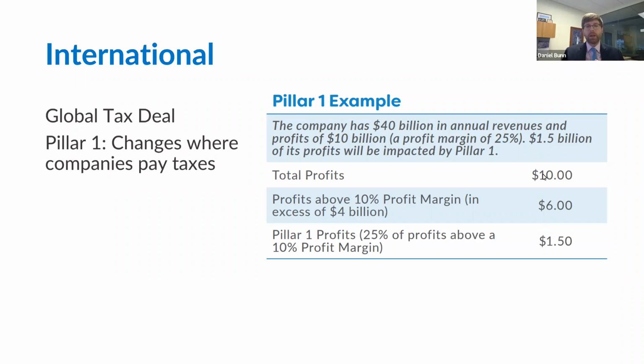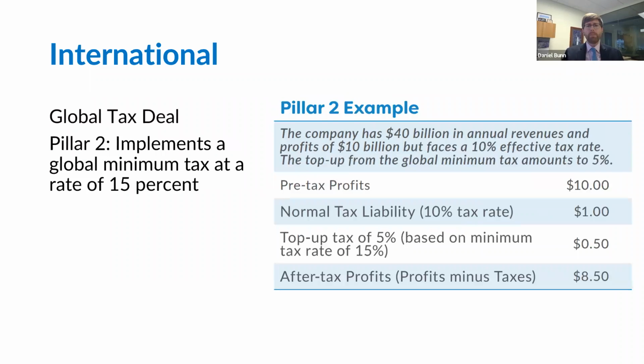The global minimum tax of 15% will apply on the largest multinational businesses. This is roughly inspired by GILTI, but it is calculated very differently from GILTI. Again, we've got a company with 40 billion in annual revenues and profits of 10 billion, and let's say this company's in a low tax jurisdiction and has a 10% effective tax rate. The top-up rate would be 5%. So if a company is paying 10%, the global minimum tax would say, okay, we're going to enforce the rules on this company and make them pay an additional 5%.